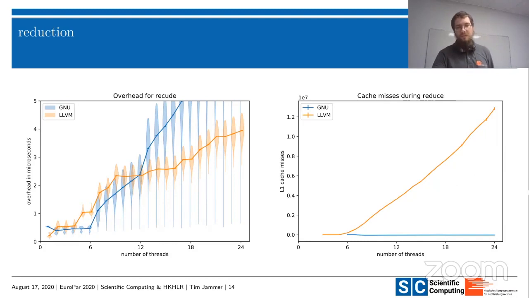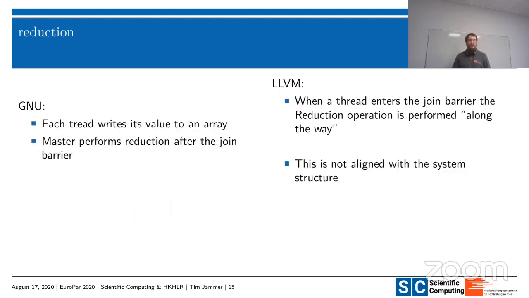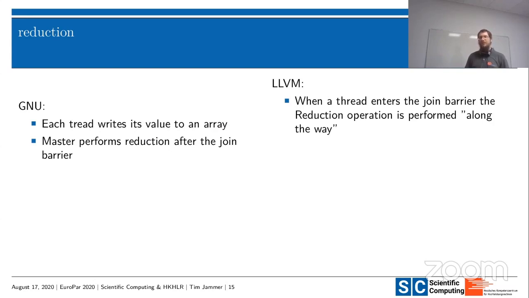But what we see, and what's very interesting, is if you look at 12 or 18 threads, then there is no steep rise in cache misses, as one might expect, even though we utilize one additional NUMA node. So we do not see that the structure of the reduction operation is aligned with our system structure, for example, with the different NUMA nodes. And this is not the case.